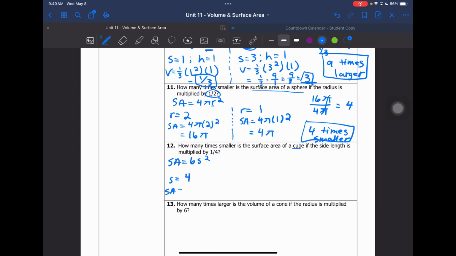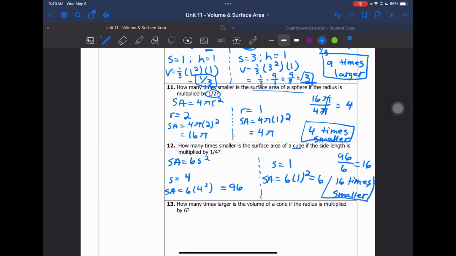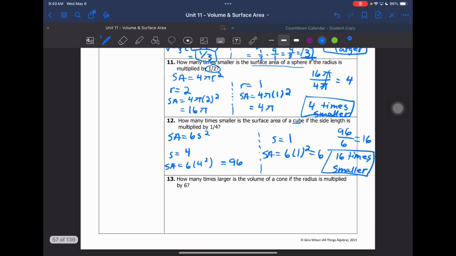And then we can find the surface area of that. It would be 6 times 4 squared. 4 squared is 16. 16 times 6 is 96. And then when you multiply the side times 1/4, you're just left with 1. So the new surface area would be 6 times 1 squared, which is 6. Then divide those numbers. 96 divided by 6 is 16. So after multiplying the side by 1/4, you end up with a cube that has a surface area that is 16 times smaller.